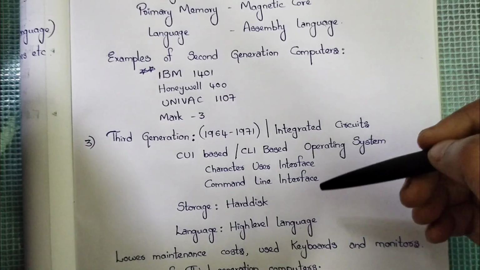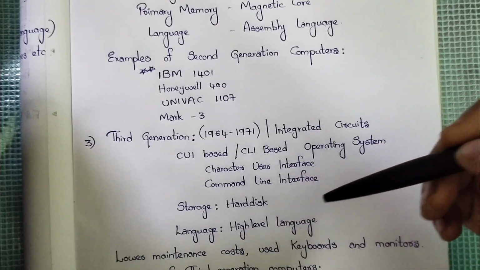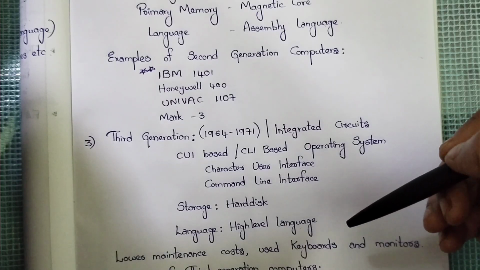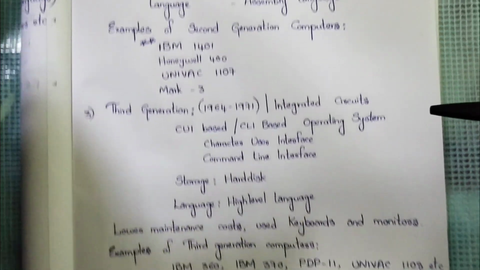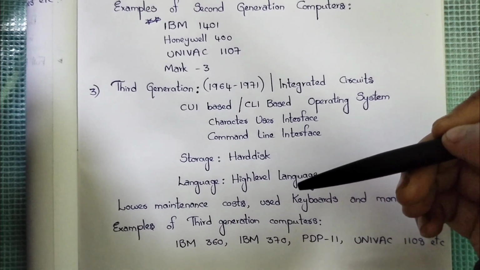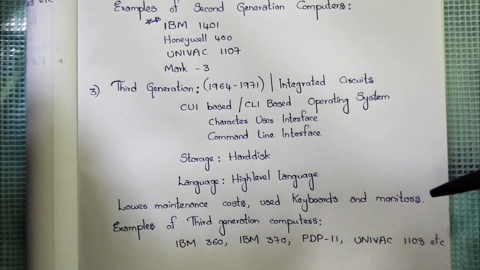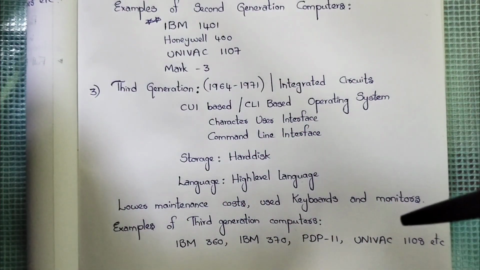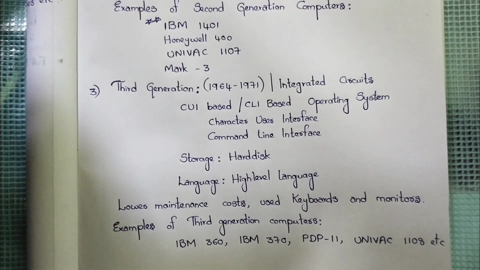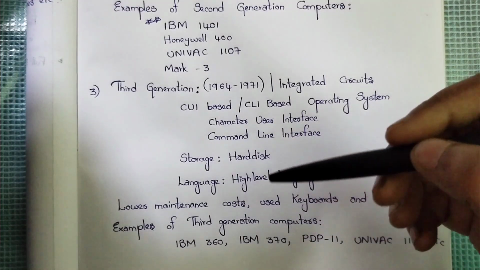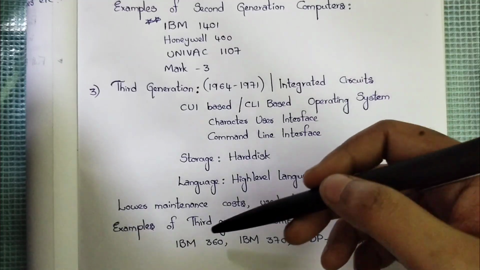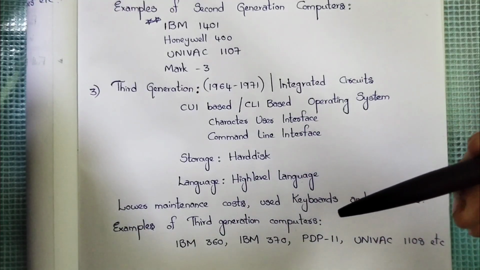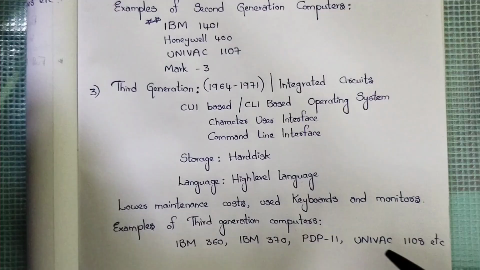And for storage we used to use hard disk. Language is high level language. And the advantages: lower maintenance cost, used keyboards and monitors. Also the third generation computers were smaller in size when compared to the first and second generation computers. Examples of third generation computers are IBM 360, IBM 370, PDP-11, Univac 1108.